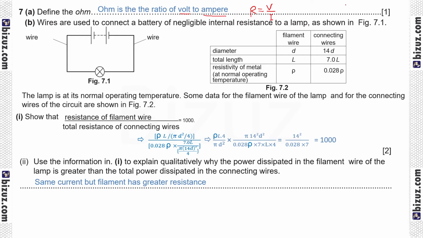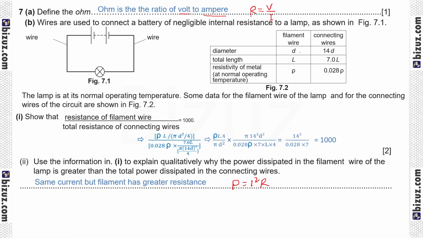because look at figure 7.2. Filament has diameter D and the connecting wire is 14D. That means filament wire is thinner than the connecting wire, so it has greater resistance. And look at the formula of power dissipated: P is equal to I square R.